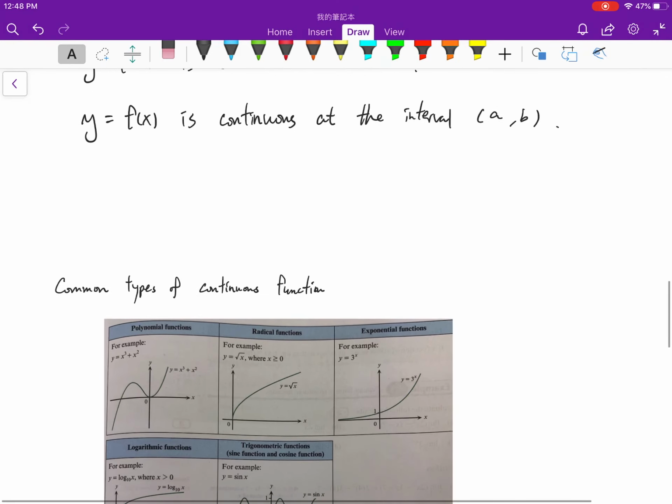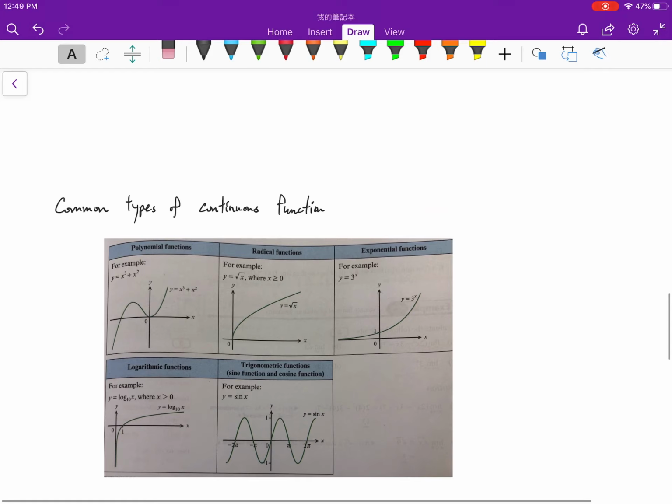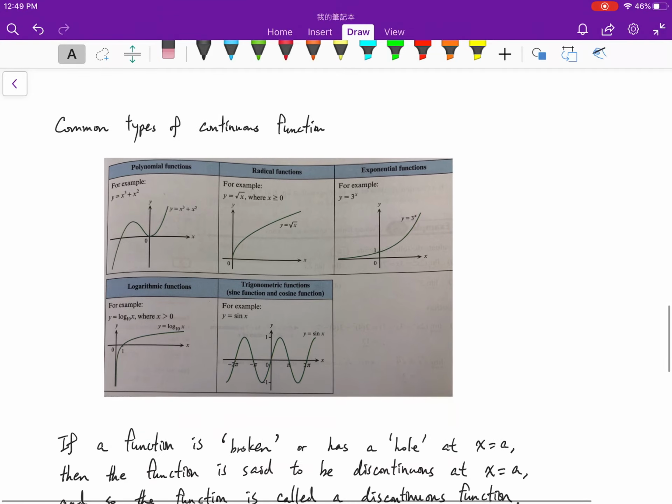There are many continuous functions. Here are some common types. Polynomials, radicals, exponentials, which means x is in the power, logarithmic functions, and also trigonometric functions. There's only sine and cosine. Later we will talk about tangent.